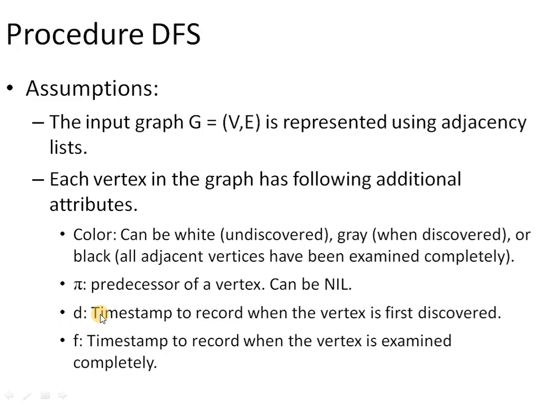And then we will make use of timestamp values. We have to maintain two timestamps corresponding to each vertex. The first timestamp is D, which stands for the discovery time. That means we have to note down the time at which a particular vertex is discovered for the first time. The next timestamp is F, which is nothing but the finish time, which signifies that at this particular time we are done with the complete examination of that particular vertex. Okay, so we have to basically maintain this D and F.